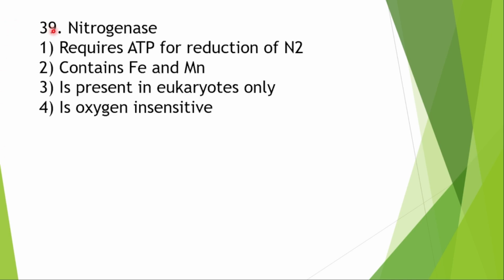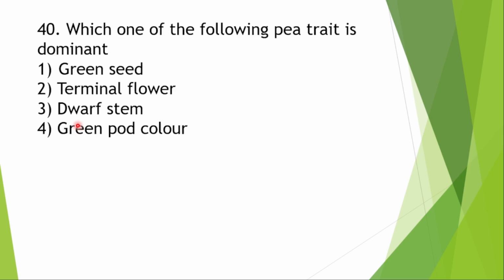Next, 39. Nitrogenase: first one, requires ATP for reduction of N2; contains Fe and Mn; it represents eukaryotes only; is oxygen insensitive. Here the right option is the first one.